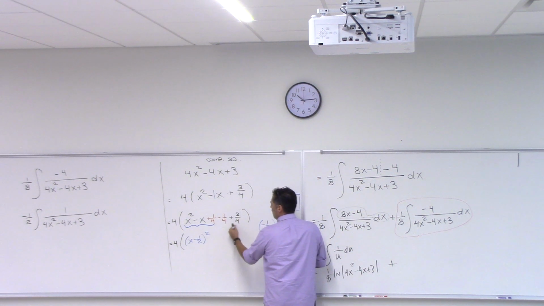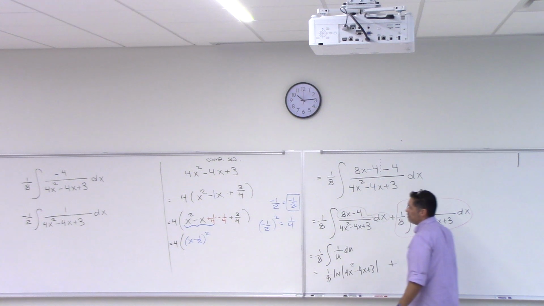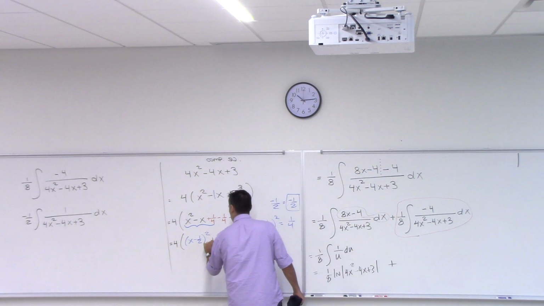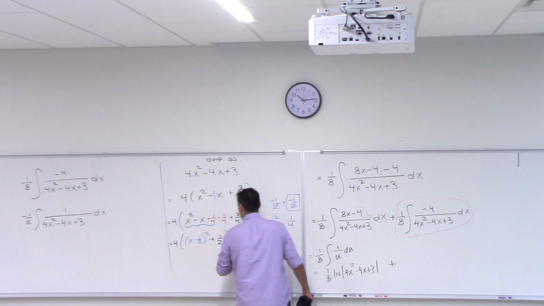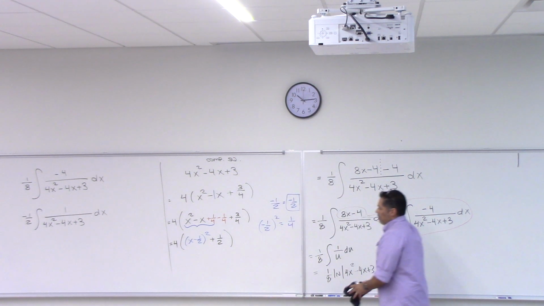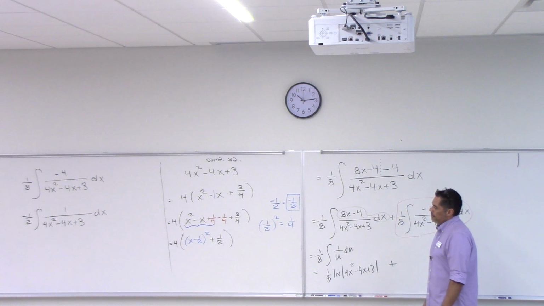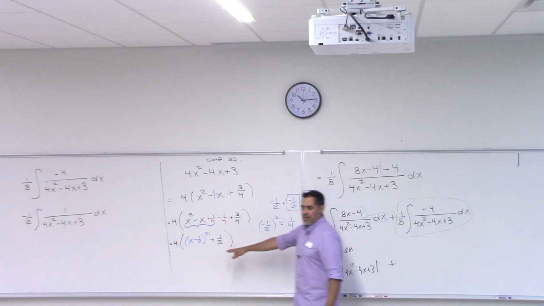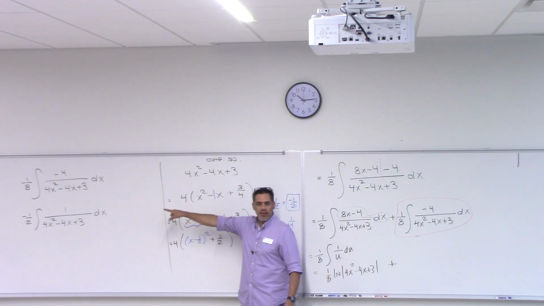And then you put those two together. -1/4 plus 3/4 is 2/4, which is 1/2. So you have 1/2 here. Close the parentheses. And you know what? Knowing where we're going with this, I'm going to leave the 4 on the outside. I'm just going to leave the 4 here, and I'm ready to go back to this integral.